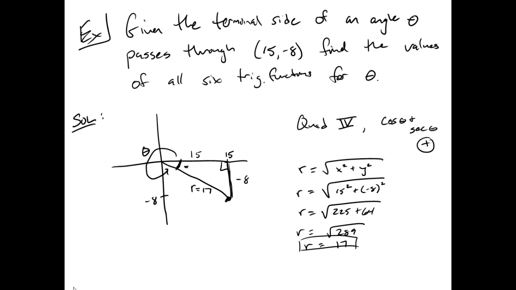So starting with sine of theta. We know it should be negative because we're in quadrant 4 and sine is negative in quadrant 4. We also can get it from the evaluation. Remember, we're using this as our reference angle because it's measured from the x-axis. And sine is going to be opposite over hypotenuse, so it should be negative 8 over 17, which makes it negative 8 17ths.